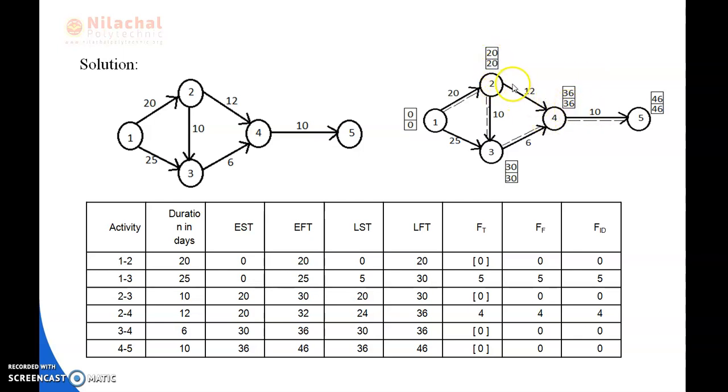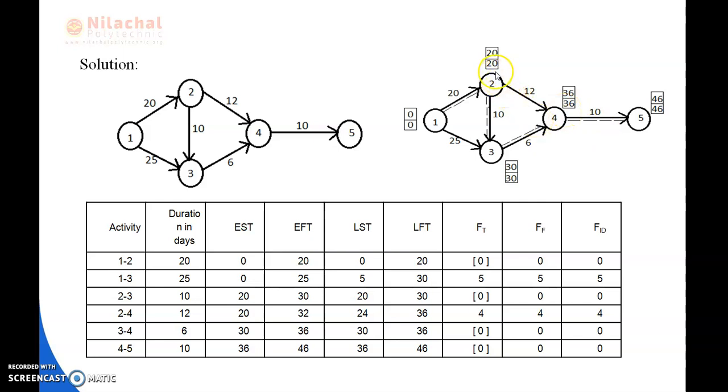We can also note one thing here: 2 to 4 and 3 to 4. 3 to 4 makes 36 and 2 to 4 makes 32. So we will take the highest value, that is 36. Then 36 plus 10 is 46. So this is the EFT, and now we will be subtracting for the LFT. 46 is written here, 46 minus 10 is 36.